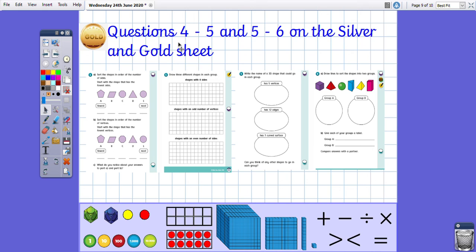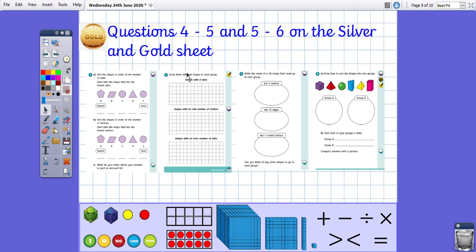Gold, you are doing questions 4 and 5 and 5 and 6. So you've got to sort the shapes, starting with the shape that has the fewest sides. And then again, but with the fewest vertices. What do you notice about your answers to part A and B? So what is similar or different about your answer? And write a sentence or 2 about that.